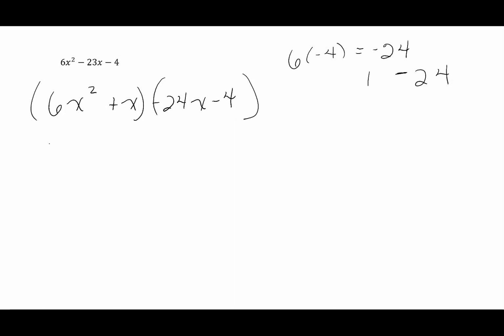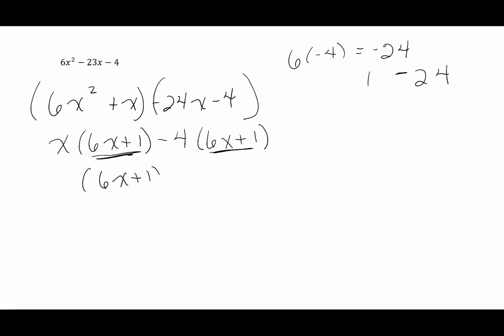6x squared and x have an x in common. It leaves me with 6x plus 1. Negative 24x minus 4 have negative 4 in common. When I take that out, I get 6x plus 1. Be really careful with your negative signs. Remember, you want the two terms to match, so taking the negative sign out was really important to make sure we got 6x plus 1 for both of our terms. Now I can take the 6x plus 1 out, and I'm left with x minus 4.